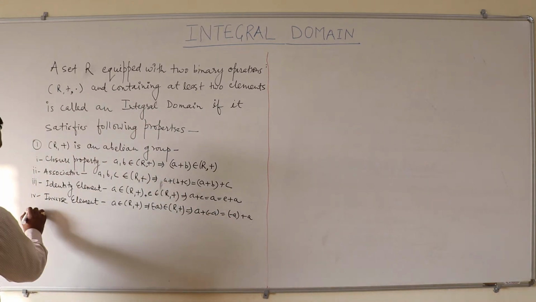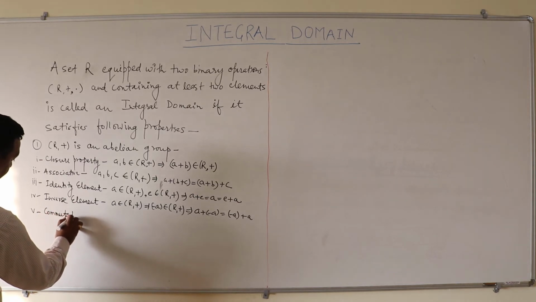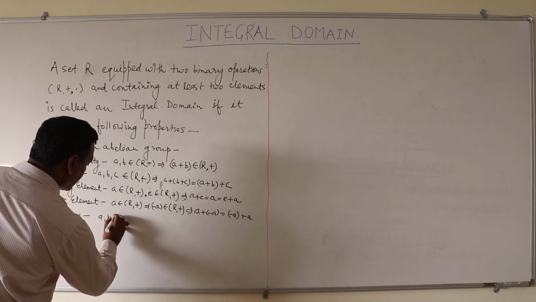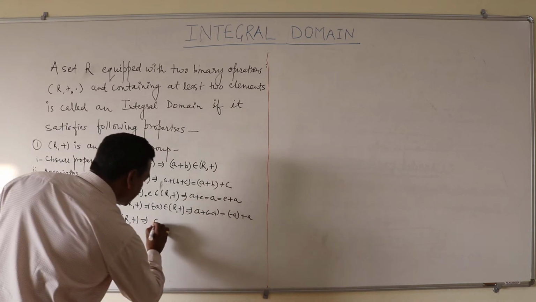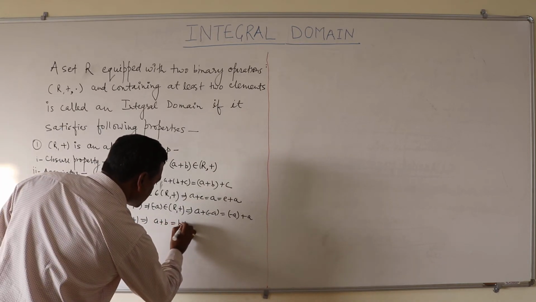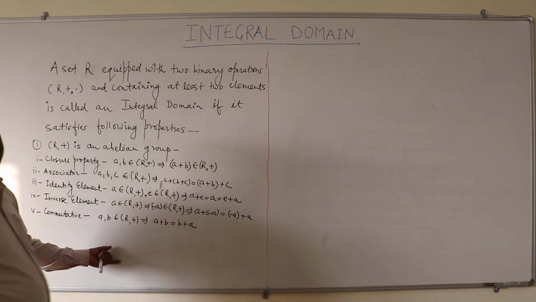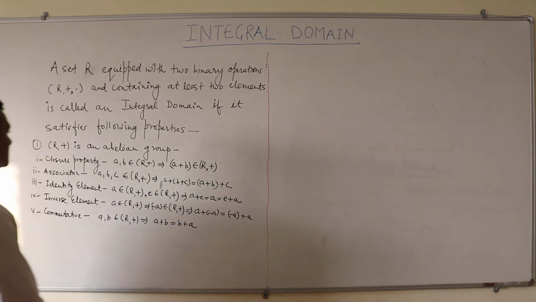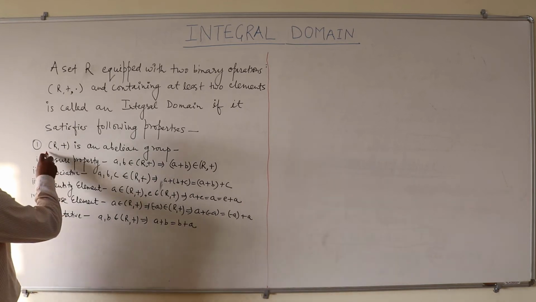Now the fifth property is commutative. Commutative means if a, b belongs to this R plus, it implies that a plus b equals b plus a. In this case, this is known as a commutative ring with respect to the plus. So this is the first property of the integral domain.